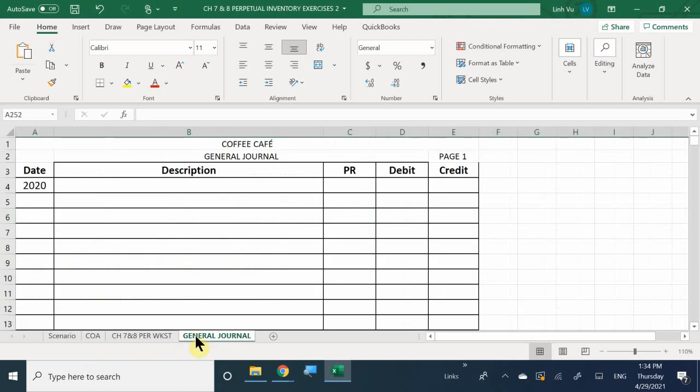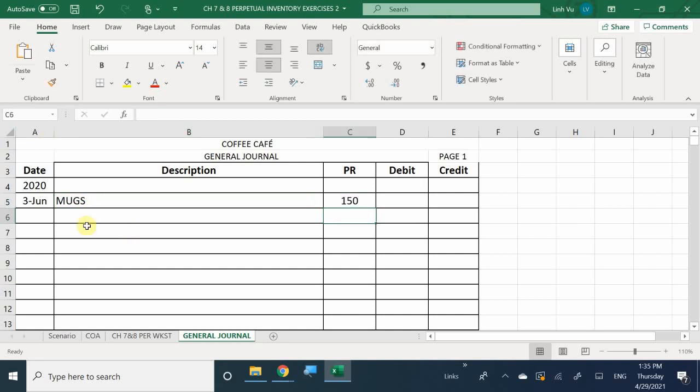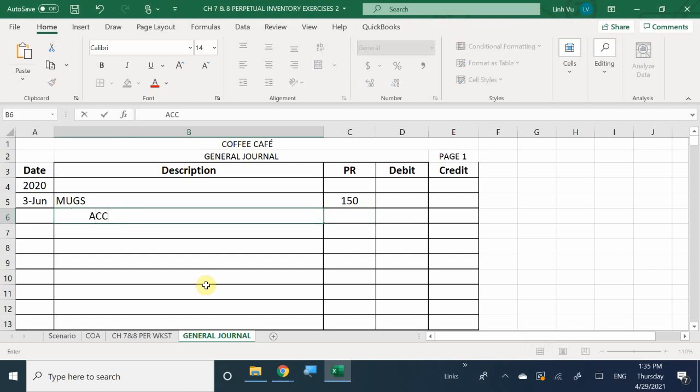So let's practice in journalizing this right now. So we're on general journal page number 1. Okay, so the date here is June 3rd. What am I going to be recognizing first? Mugs, right? We're making purchases of inventory, so therefore we're increasing our assets. Okay, account number 150. Okay, what's going to be my equal and opposite credit account? Accounts payable, right? Because we're increasing debt that we owe.